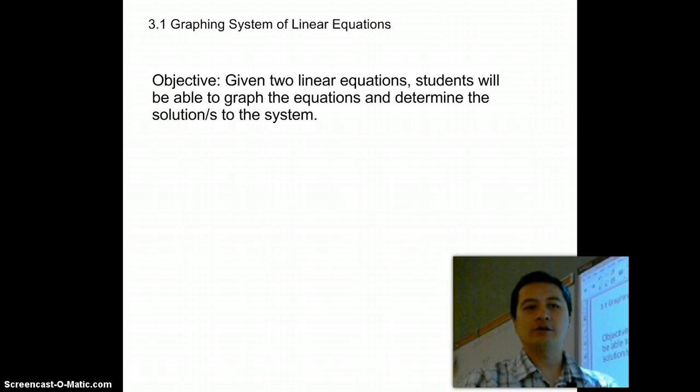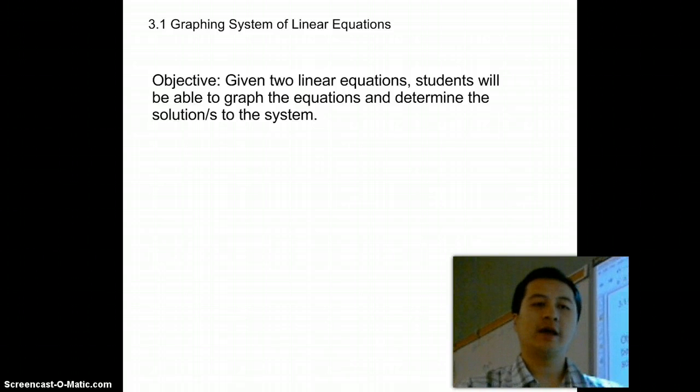Today we're going to learn how to graph systems of linear equations. I also did an objective today. By the end of the lesson, you can read over the objective and see if we really understood what we were supposed to learn today. Our objective is: given two linear equations, students will be able to graph the equations and determine the solutions to the system.